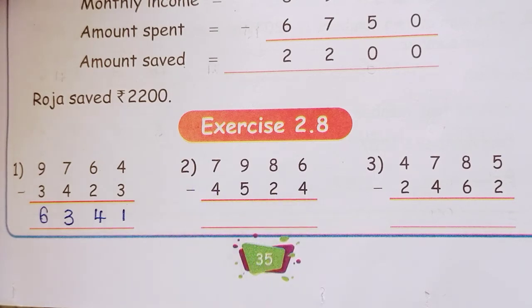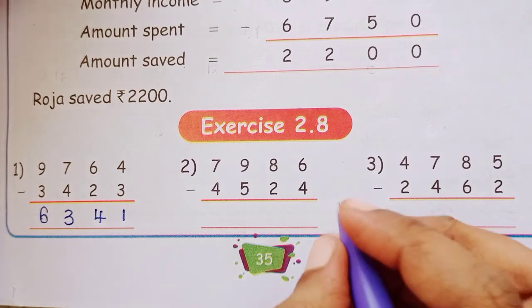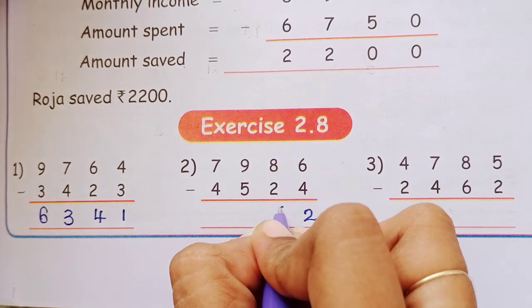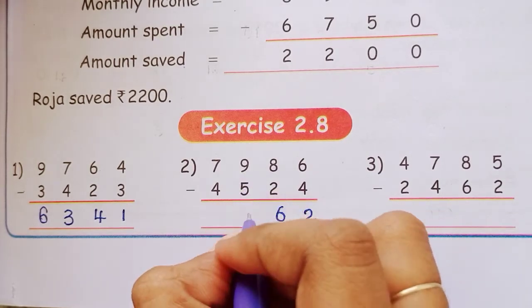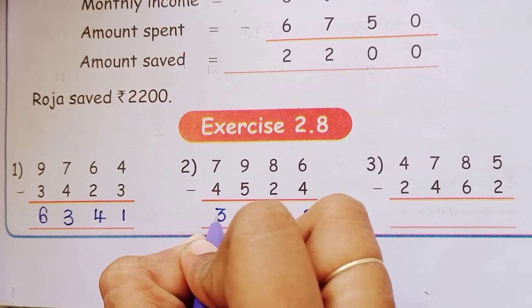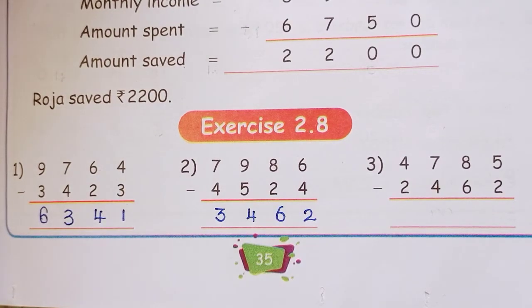6 minus 4, 2. 8 minus 2, 6. 9 minus 5, 4. 7 minus 4, 3. So the second one answer is 3462. Then see the next sum.